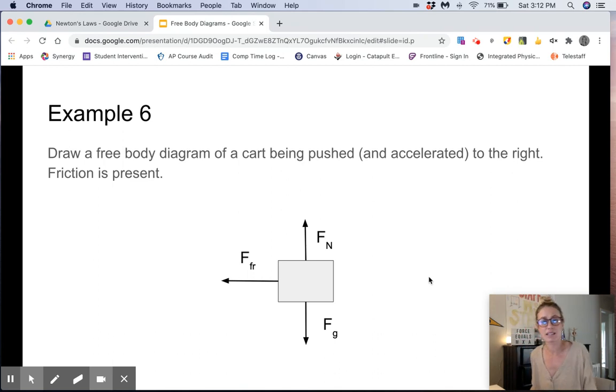Now I know that it has an applied force to the right because it's being pushed to the right, and it says that it's being accelerated to the right. So what this tells me is that my unbalanced force, the direction of the net force, has to be to the right because that's the direction of acceleration. Acceleration direction has to equal the net force direction as well. So that means that my applied force has to be larger than the friction force. And that way, my unbalanced force, my net force, is in the same direction as that acceleration, which the problem tells me is to the right. So that's my finished free body diagram for a cart being pushed and accelerated to the right with friction present.